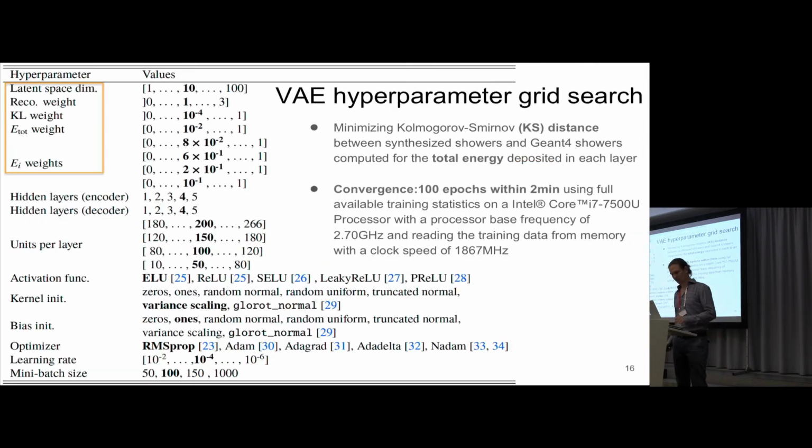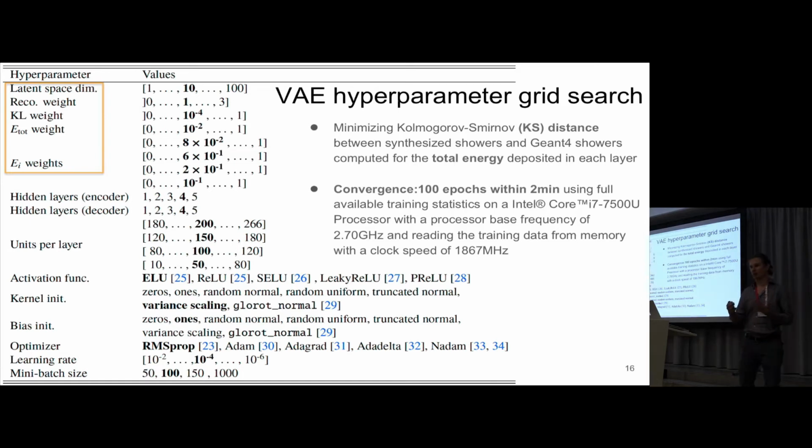So we do this. We do a full hyperparameter grid search. In addition to the weights, we also vary the latent space dimension, the number of hidden layers in the encoder and the decoder, the number of units per layer, activation function, etc., etc. And I highlight here what turns out to be the most relevant for the optimization, which is the weights in the loss function and the latent space dimension.